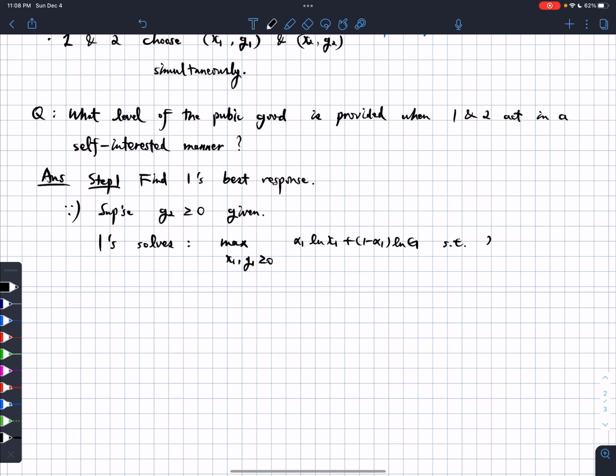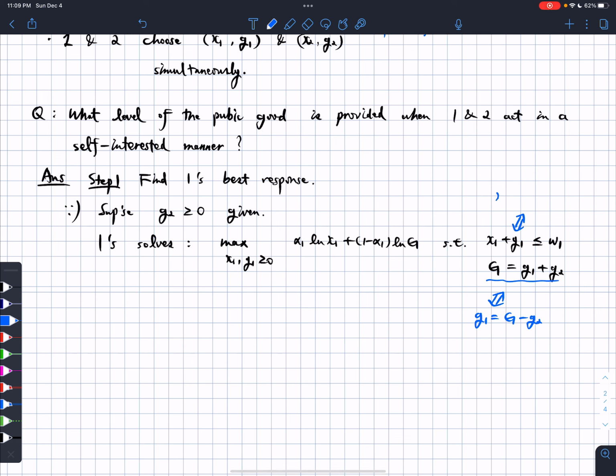x1 and g1. So this is total consumption that cannot exceed what player one is born with, his wealth, w1, right? And then what about big G? Well, that is just the sum of the contributions from the two players, right? So I can write it this way. And if I rewrite this, g1 is equal to big G minus g2. So then now I will plug this into this inequality and then rearrange.